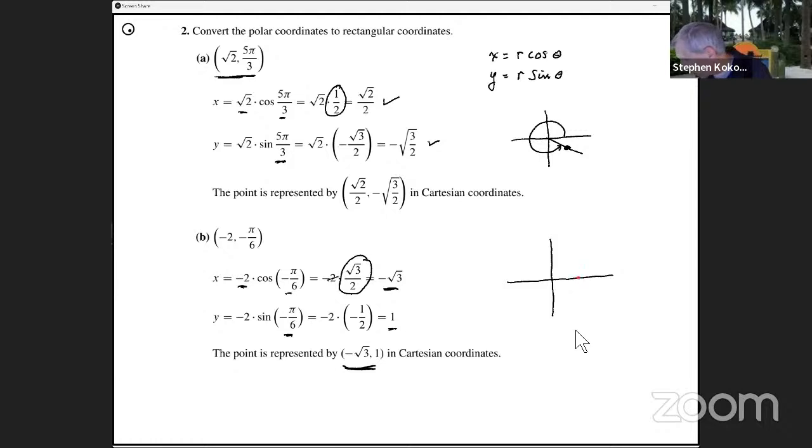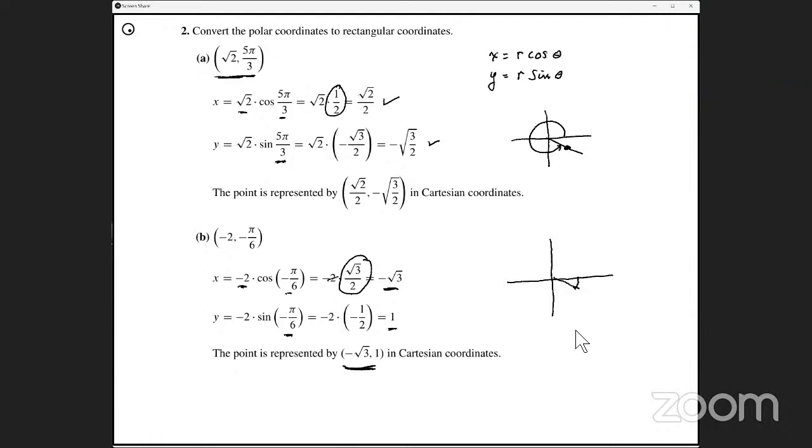So minus pi, I think, that's a great idea. So minus pi over 6 is right here. Oh, sorry, I'm looking at the chat. That means number 2A, not number 2B. Apologize. Yeah, I think that's right.